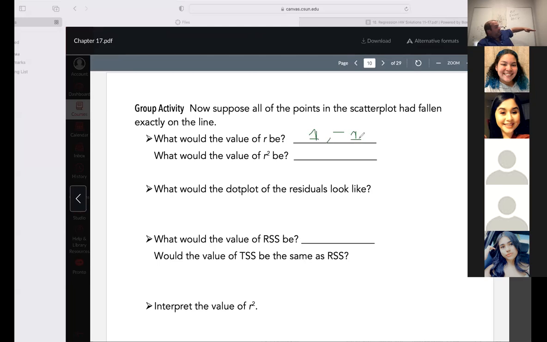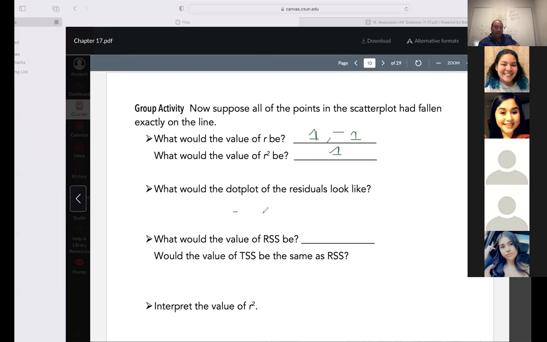Of course, if the line's flat, it would be 0. So technically, it could be 0 as well. But let's ignore this one just for the sake of this particular discussion. What would the value of R squared be in both of those examples? If R is 1 or -1, what would R squared be? 1. It would be 1.